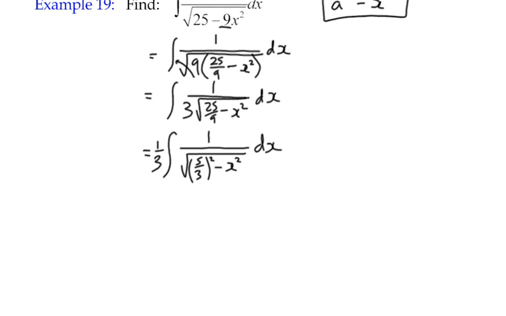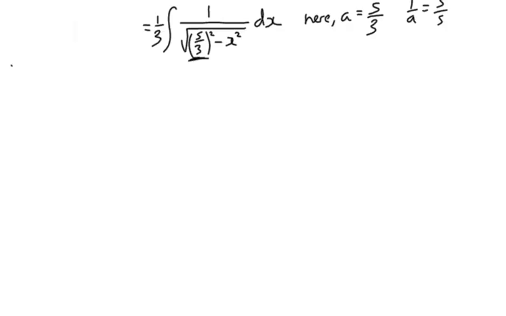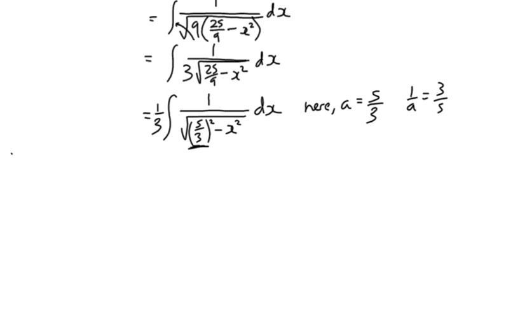I've got 1 over the square root of a squared minus x squared. So according to the standard form, a is going to be 5/3. 1 over a, of course, would then be 3 over 5. Now, it's inverse sine, so we're not going to have a 1 over a multiplier at the beginning. That's just the inverse tan. So we're just thinking of putting a as a fraction under the x. Okay, so let's just check what we do next.